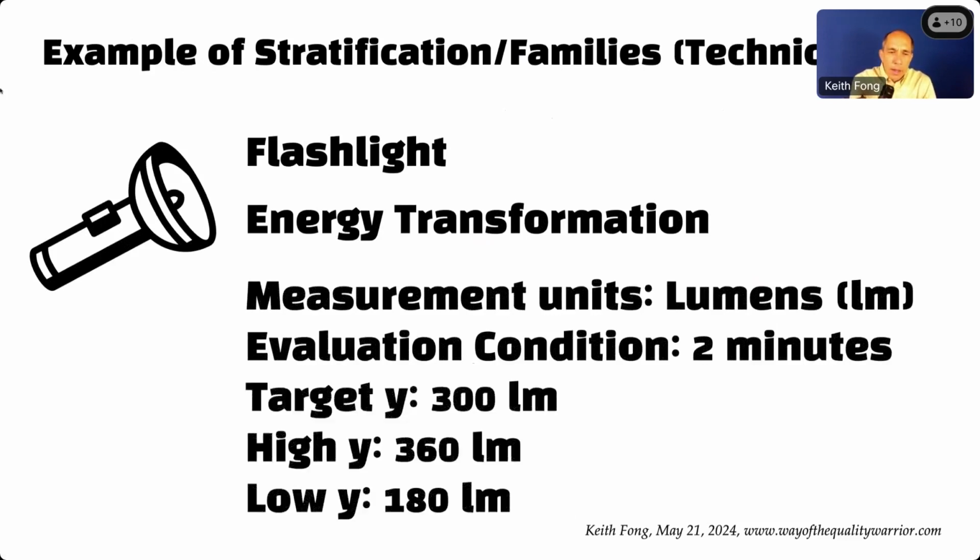Now, the target, what we want, is to produce 300 lumens. And what we've seen is some of them are producing 360 lumens. So they're brighter than what they're designed to be. And then we also have ones where the output is 180 lumens. And so with that, we have a low output. So again, we're not hitting our targets. We want to hit our target, but we're seeing that we have both high and low values.